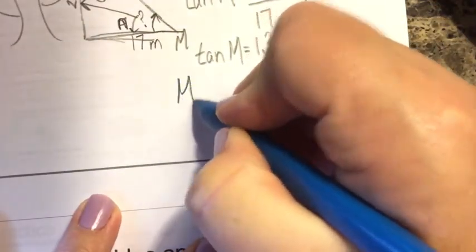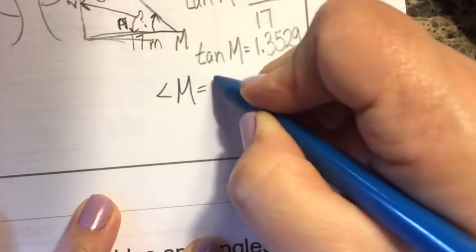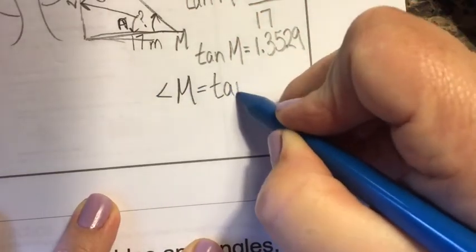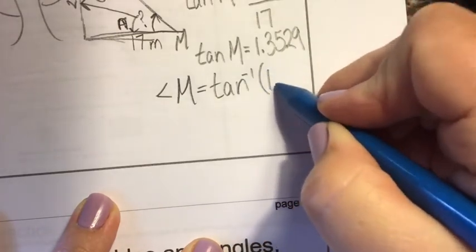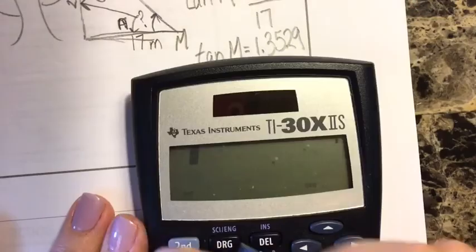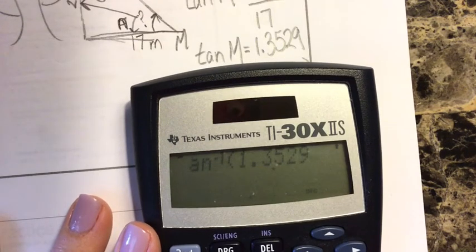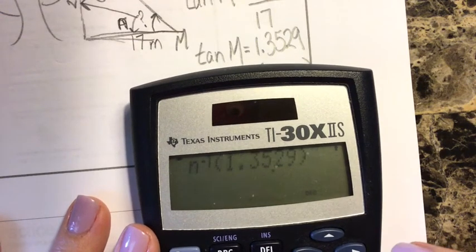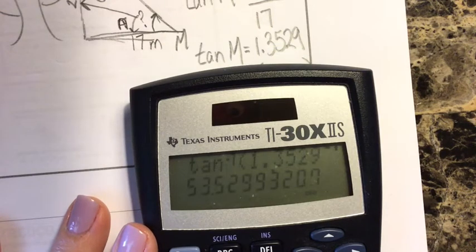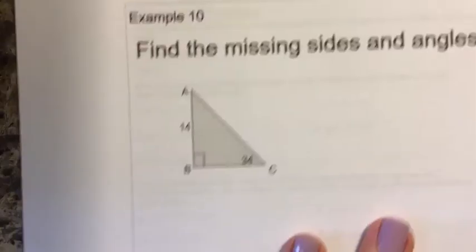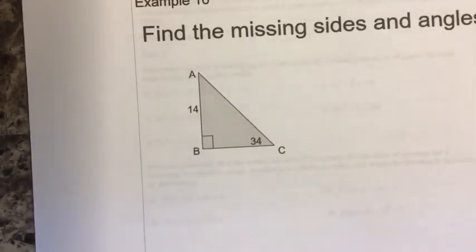To find angle M, I do inverse tangent of 1.3529. 53.5 degrees. I'd like for you to try example 10. We're back to solving a right triangle. I'd like for you to find missing sides and missing angles.